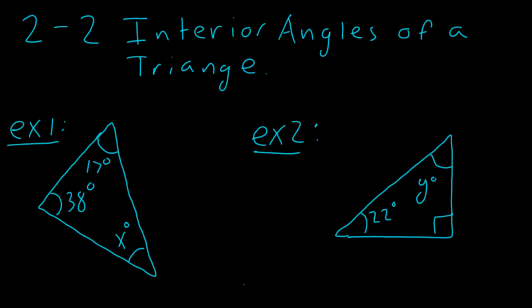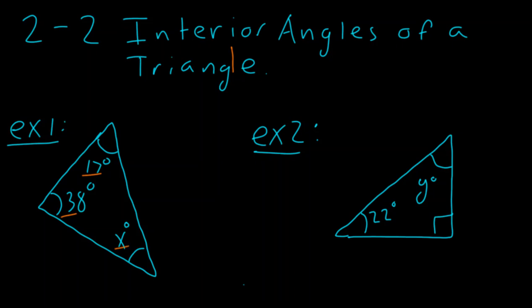Okay, and here's our last section, 2-2, interior angles of a triangle. By the way, it would probably help if I were to spell triangle correctly. Alright, so let's look at example 1, and it says here that we have a triangle with two angles of degrees 38 and 17. And we want to find this missing third angle.